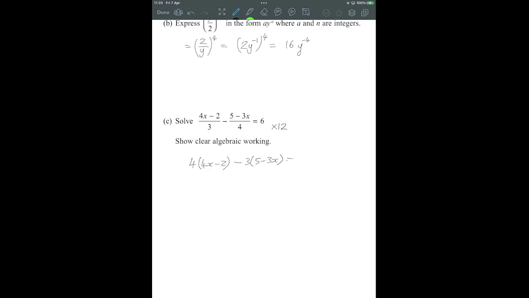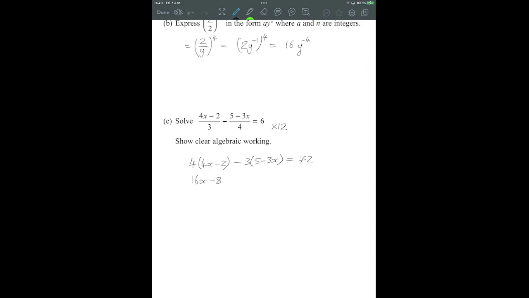And finally, on the right-hand side, 6 times 12 gives us 72. Now I don't like the brackets, so I'm going to deal with the brackets. Let's expand those out. 16x minus 8 for the first one, nice and easy.